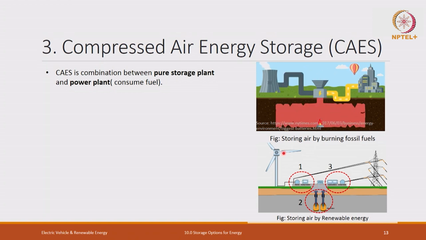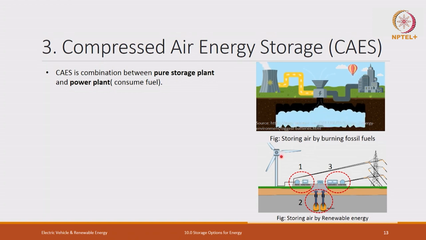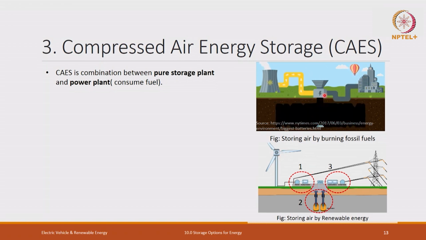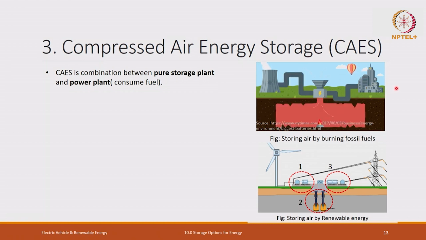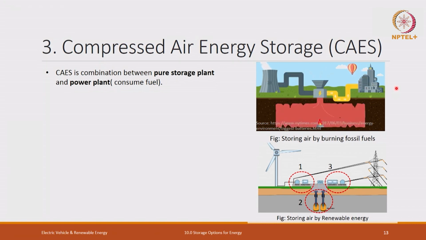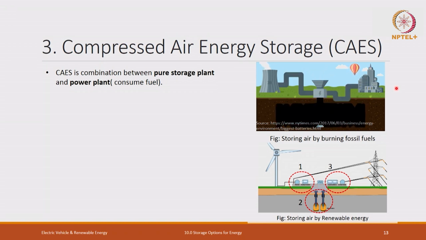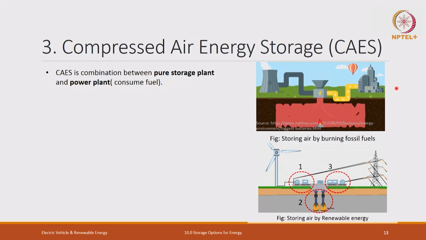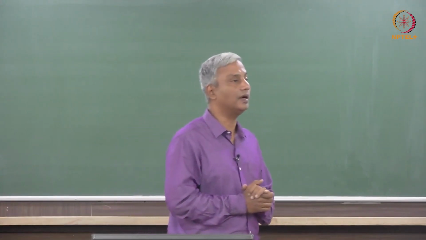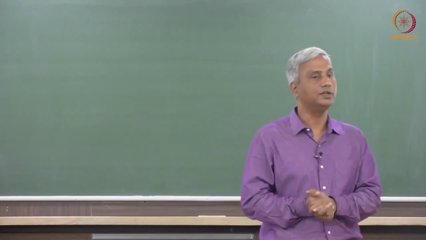Whenever energy demand is more or I have a low generation, at that time I generate the electricity and feed it to the grid. So it's basically a combination of a storage plant and a power plant. Sometimes the power plant can be replaced with renewable energy sources, but when we are using, let's suppose, a thermal power plant, a lot of heat goes as waste. We can increase the efficiency of those plants by utilizing this technology.